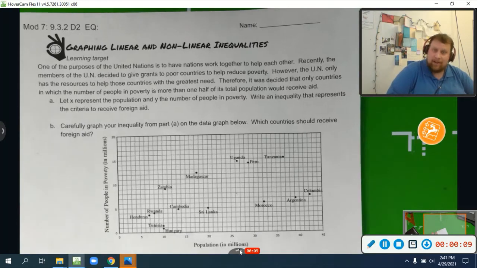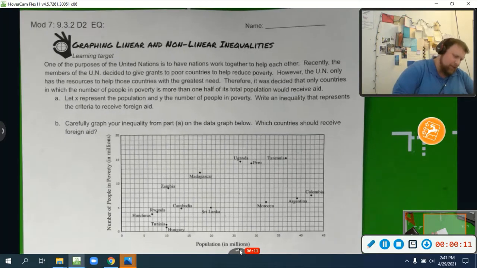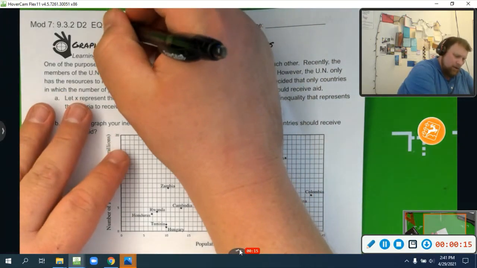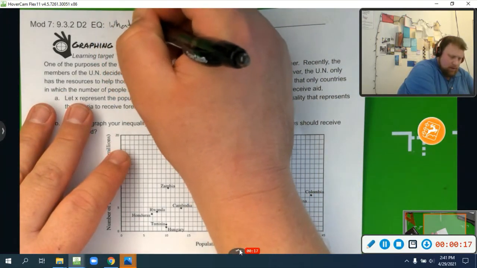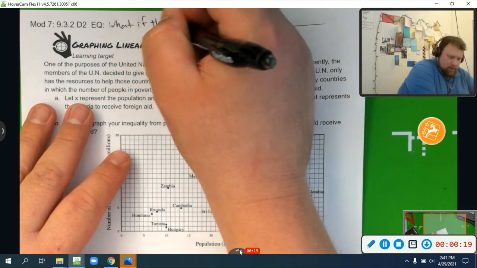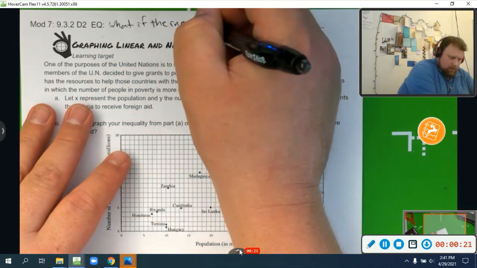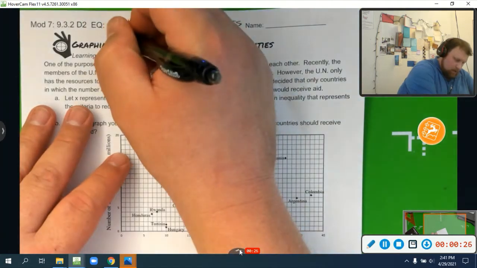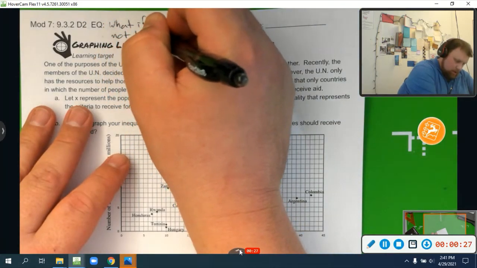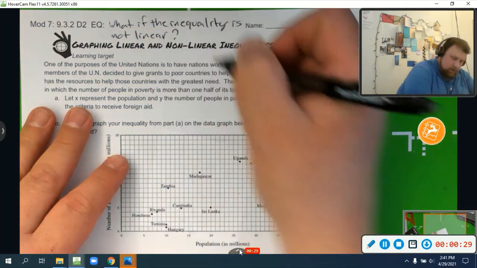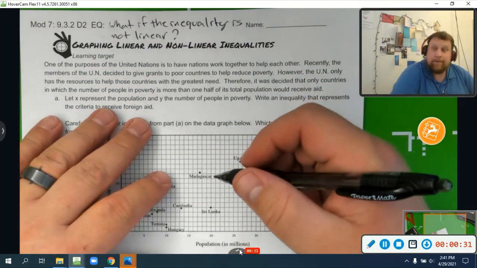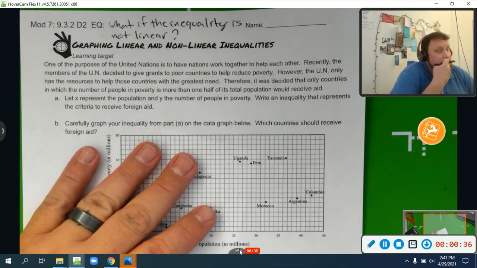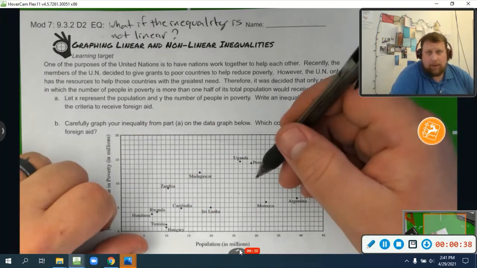This is 9.3.2, day 2. Graphing linear and nonlinear inequalities. And today's EQ is, what if the inequality is not linear? What happens then? Well, let's find out. First, we are going to start with a linear inequality, but I want to talk to you guys about this.